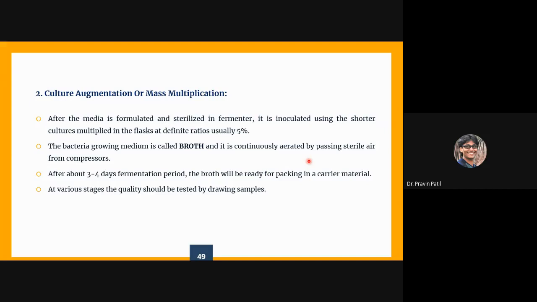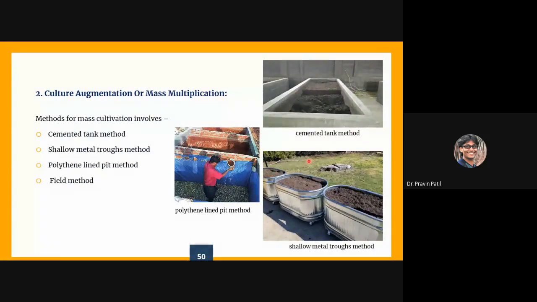Again, at various stages, the quality should be tested by drawing samples. We have to take aliquots at particular time intervals, and we have to check the viability of the cells to maintain consistency in the process. So when we go for the mass cultivation, there are several types of processes involved, among which four are the widely known.